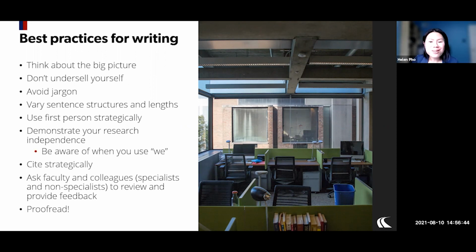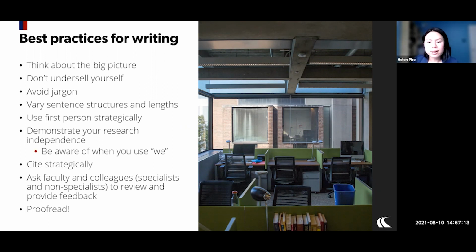Don't undersell yourself. With all documents in the faculty job search, you definitely don't want to undersell yourself, but with the research statement, this is a document where you definitely should not undersell yourself. This is the part where you do want to be making some bold statements about your research, about how innovative and groundbreaking it is, and why it's important for other people to pay attention to.